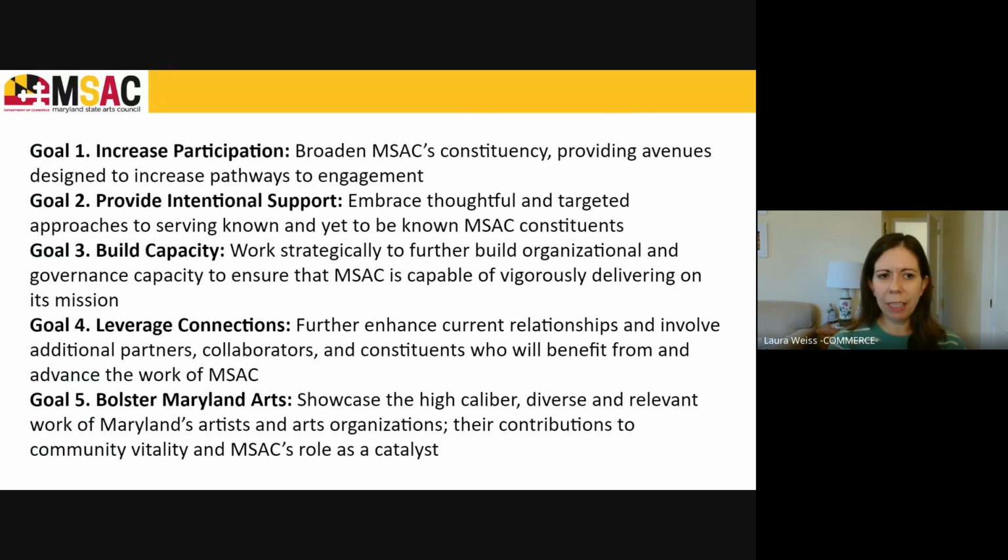Next up, you will see five goals that are associated with our 2019 strategic plan. We're actually at the very, very end of a new strategic planning process, so we're about to roll out some new goals, but these goals are still absolutely relevant. So I'm going to go ahead and read those. Goal one, to increase participation. Goal two, to provide intentional support. Goal three, build capacity. Goal four, leverage connections. And goal five, bolster Maryland arts.